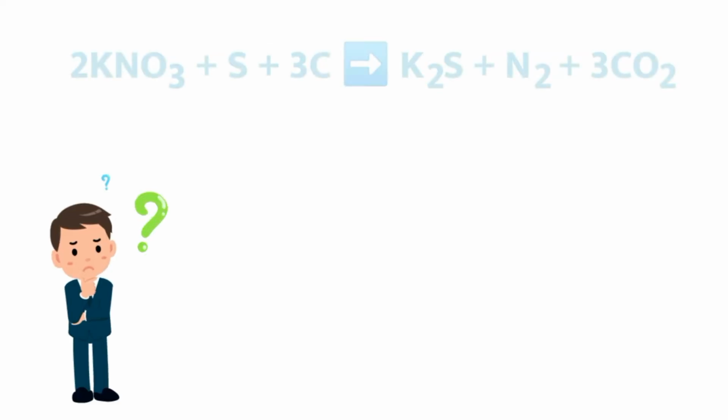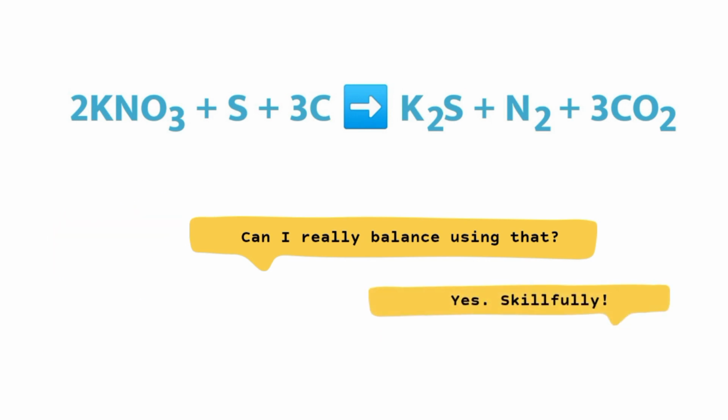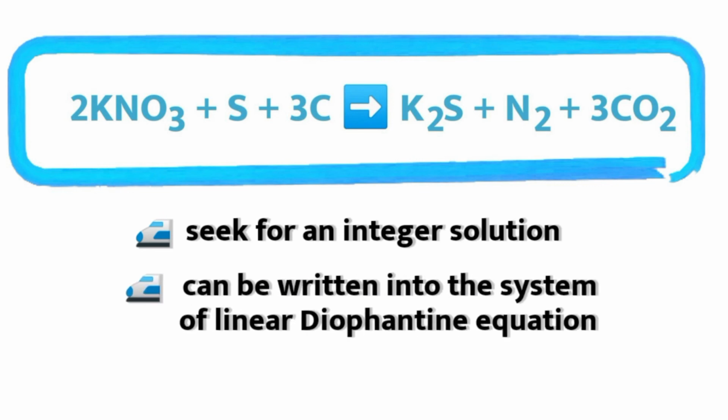With the use of this method, the chemical equation can be balanced skillfully. Since chemical equations seek an integer solution and can be written into a system of linear Diophantine equations, it is one of the right methods to use.